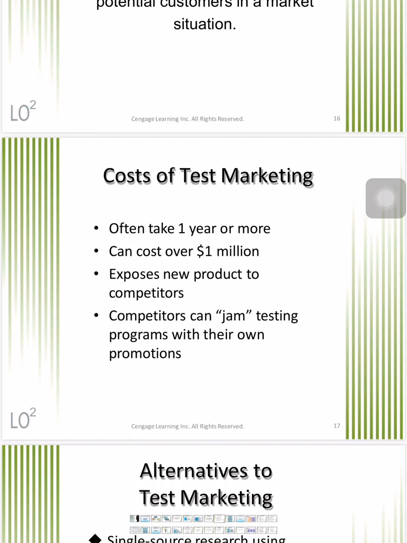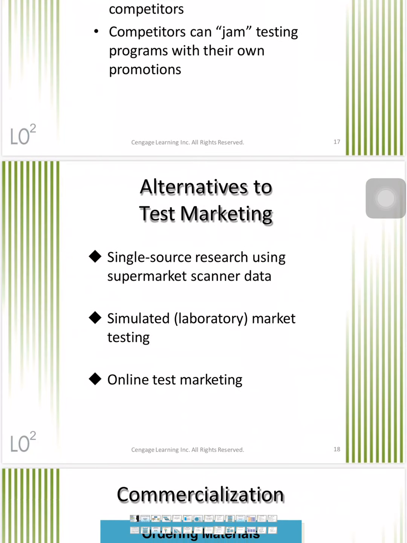Next are the alternatives to test marketing. You can use single source research using supermarket scanner data, or you can do simulated laboratory market testing, or online test marketing. Single source research using supermarket scanner data means that you focus on only a few supermarkets, that is, you choose only a few supermarkets.